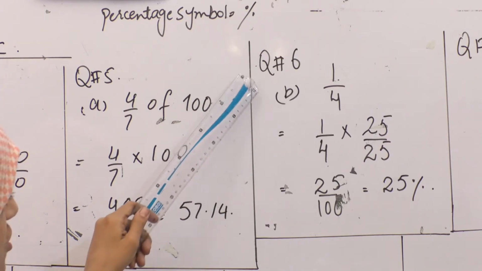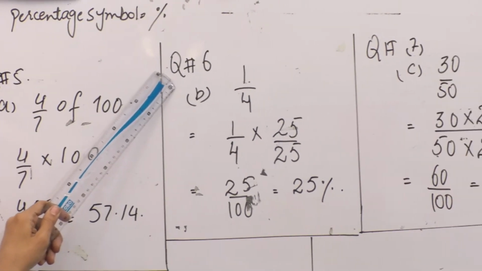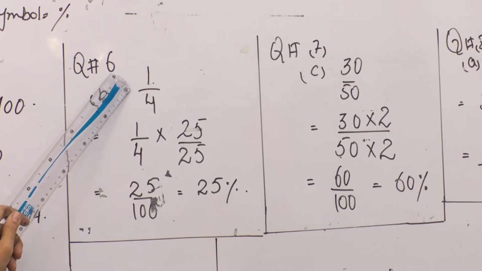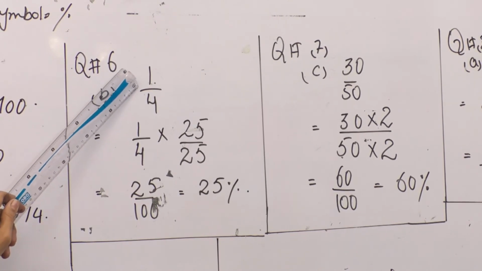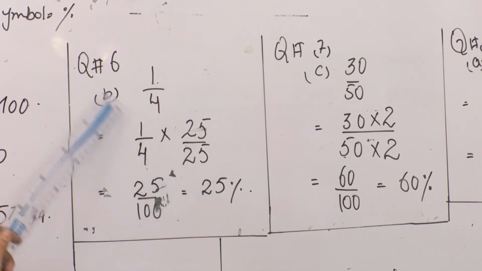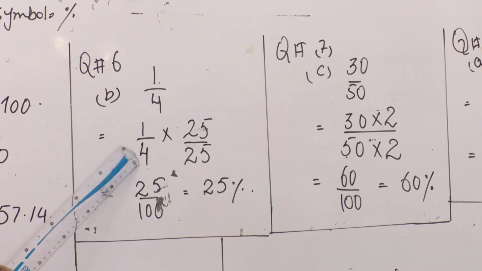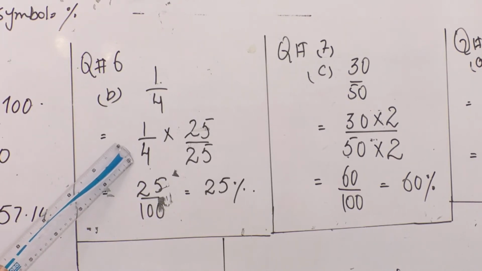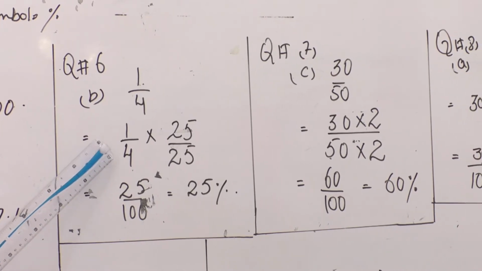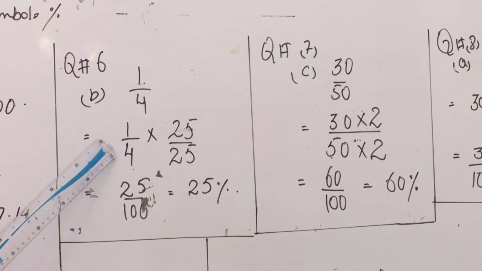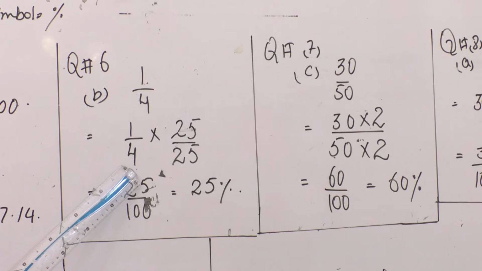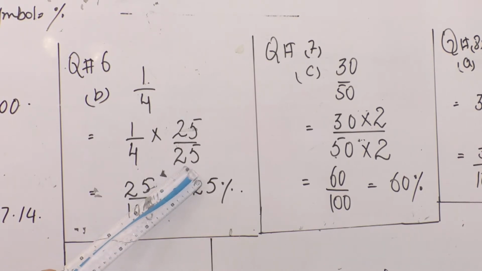Come to question number 6, part B. Write each fraction as a percentage. Here we are given a fraction. We have to show it in the form of a percentage sign. You know the percentage symbol is this. 1/4. You have to see the denominator, as we know that in percentages we have denominator as 100. So we have to see by which value we will multiply this 4 to get 100. 4 will be multiplied by 25 to get 100.